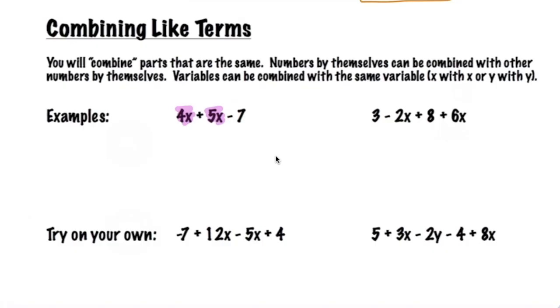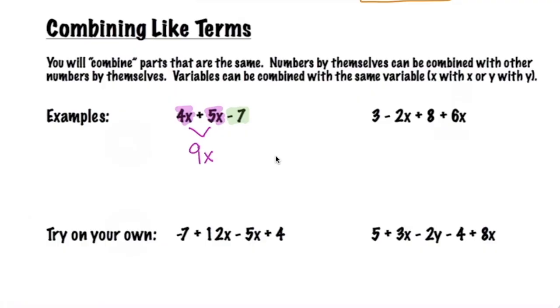That color looks similar. Let me change that. So then when I'm combining my like terms, I can combine the things that I've highlighted the same color. So the two parts with the x, I can combine those. When I combine those, I'm going to use that operation that's in the middle, and I'm going to think that 4x plus 5x will become 9x.